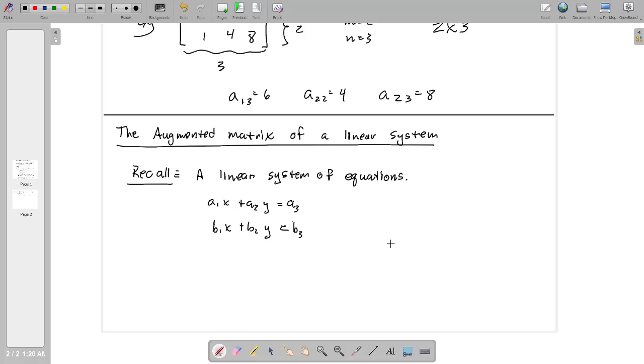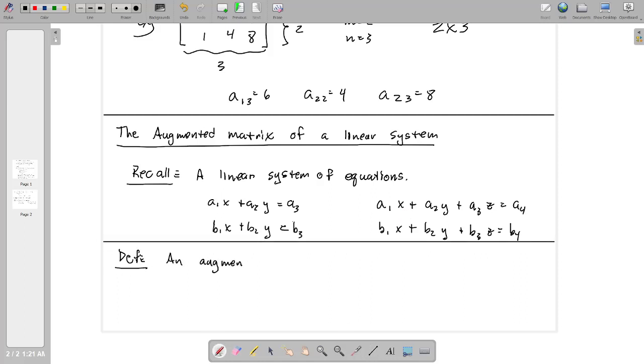And you might also have an equation where we go into 3 dimensions: a sub 1 x plus a sub 2 y plus a sub 3 z is equal to a sub 4. And then b sub 1 x plus b sub 2 y plus b sub 3 z is equal to b sub 4. This would be a 3-dimensional linear system of equations. And we can continue adding dimensions as we see fit, but usually for the purposes of this class, 4 dimensions is the highest we'll go. 90% of the time, 3 is high enough.